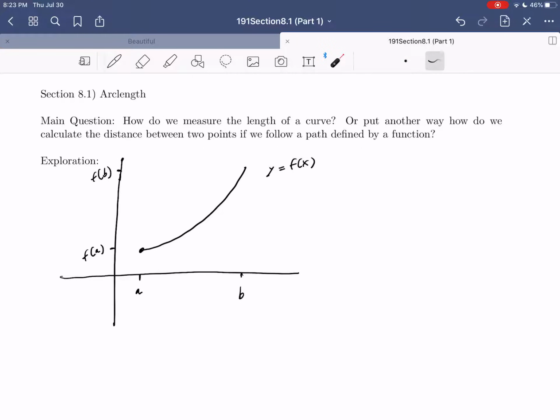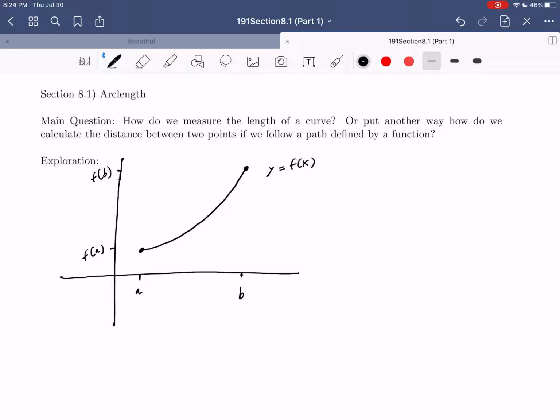Again, we're just drawing an arbitrary curve here. And of course, our goal is to measure the distance from here to here, but not the straight line distance, but instead the distance that follows this curved path. Now, if you remember from geometry, we know that the straight line distance is the shortest distance between any 2 points. But we're going to be interested in the slightly longer distance that follows whatever this curve y equals f of x is. So how are we going to approach this?